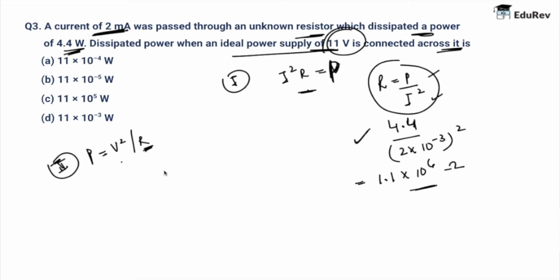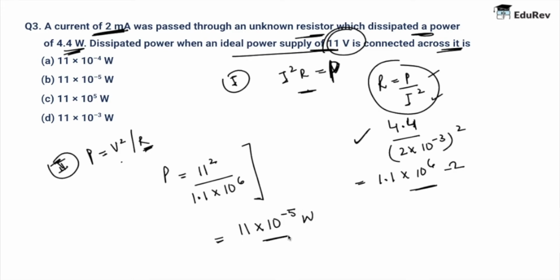So can I write that P is equal to 11 square upon 1.1 into 10 to the power 6? Of course we can do this. And when I solve it, my answer is going to be 11 into 10 to the power minus 5 watts. So this is going to be the answer, that is 11 into 10 to the power minus 5 watt.